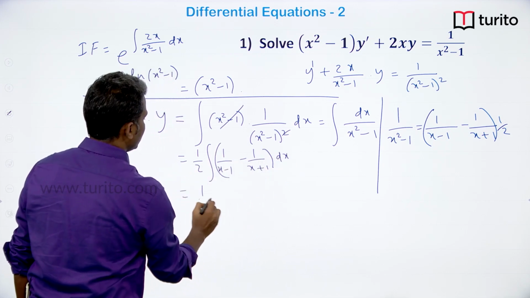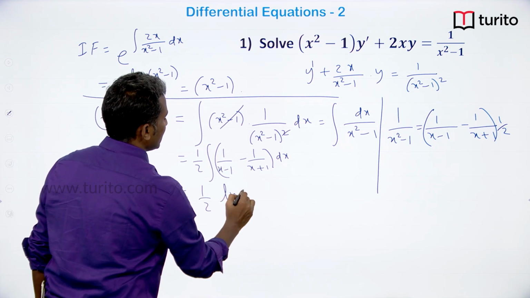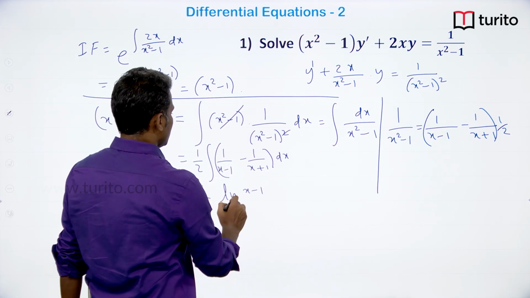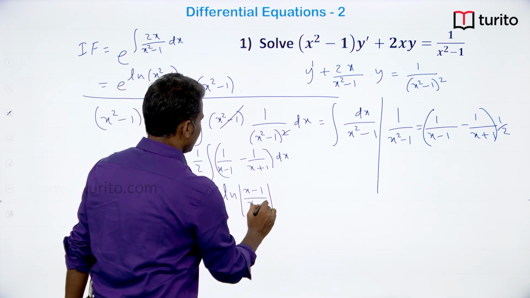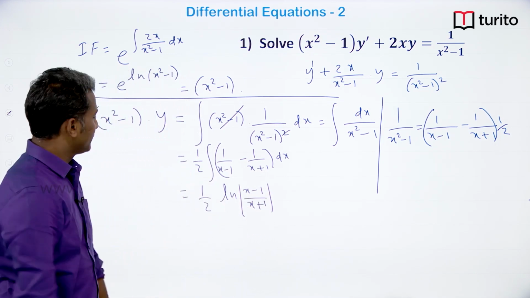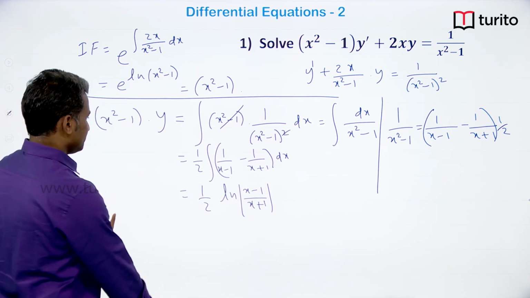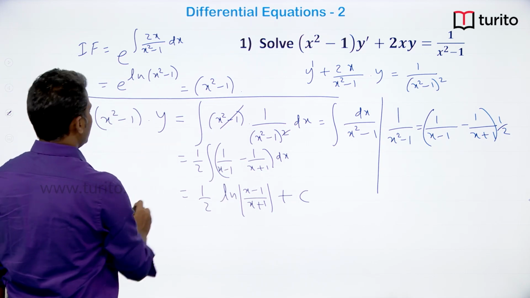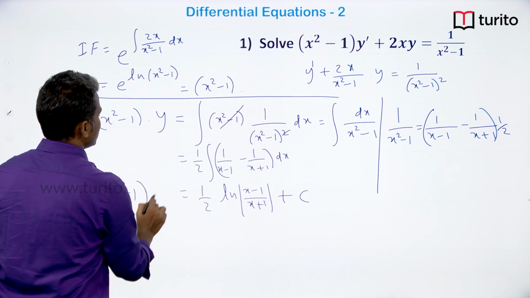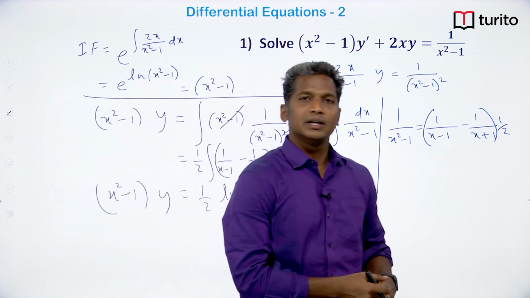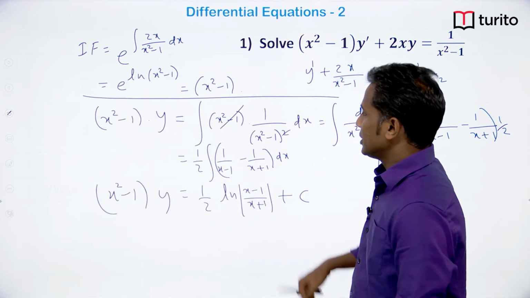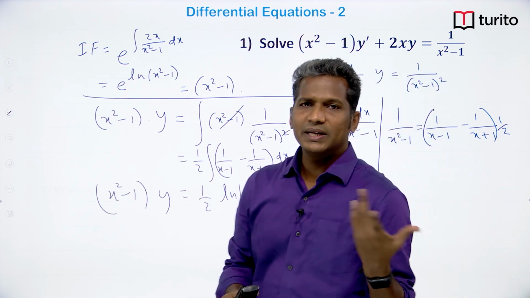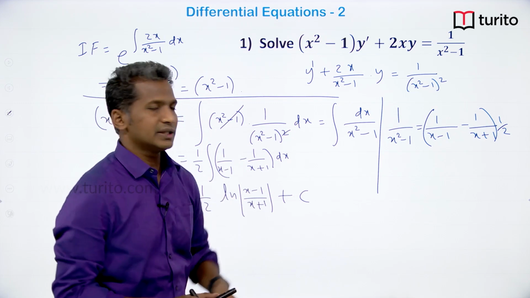Now this will come out to be 1 by 2 into ln of x minus 1, and here there is also minus log x plus 1. So we can write this as mod of x minus 1 by x plus 1. Okay. So now further one integrating constant should be added. So y can be directly written here, or you can also just leave it like this, depending on the situation. So this way we can complete the problem here. Okay. So this is the very basic idea of solving the question.